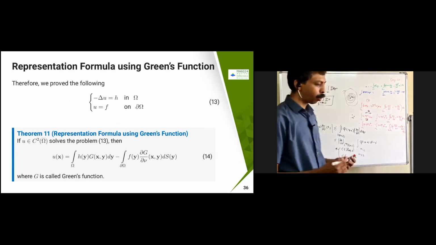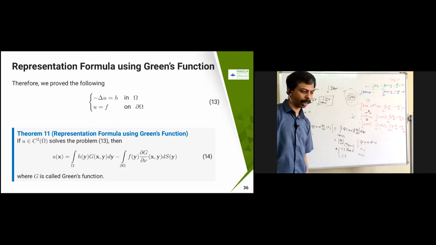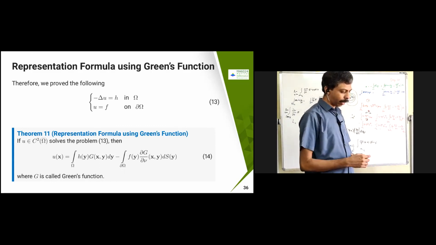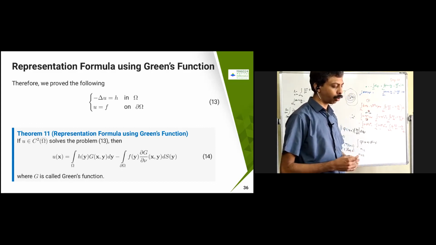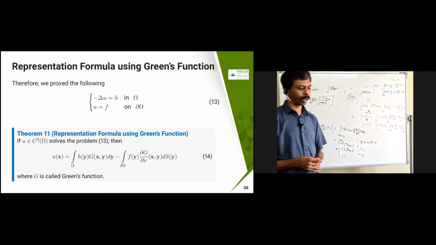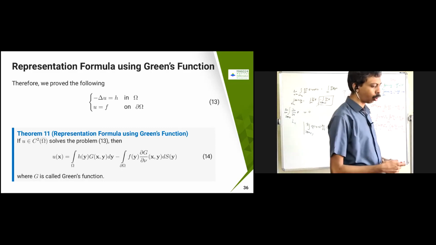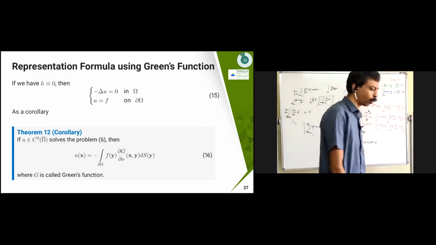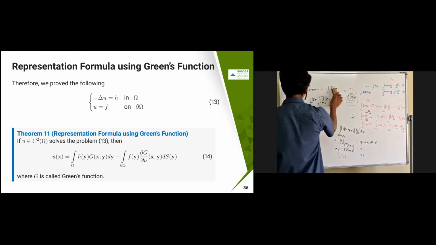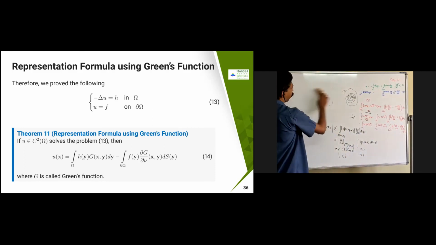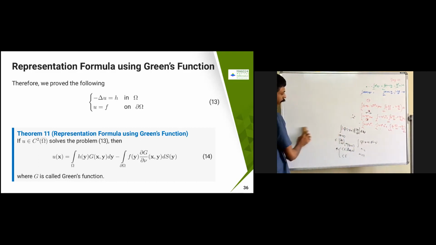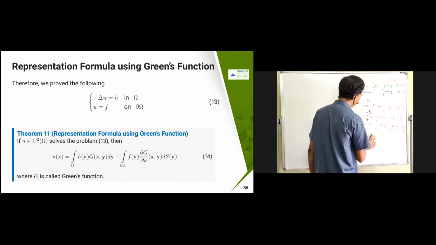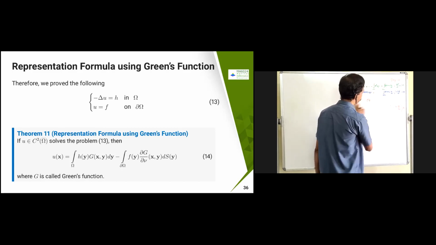Therefore, what we prove is the following theorem: minus Laplacian u equal to h in omega and u equal to f on dou omega. Then the Green's representation formula, the representation formula using Green's function, is that u of x equals the integral of h of y into G of x,y minus the integral of f of y into dou G by dou nu. This is called the representation formula. So what is this G of x,y? G of x,y is nothing but the difference between the fundamental solution and the corrector function. The corrector function satisfies the partial differential equation.